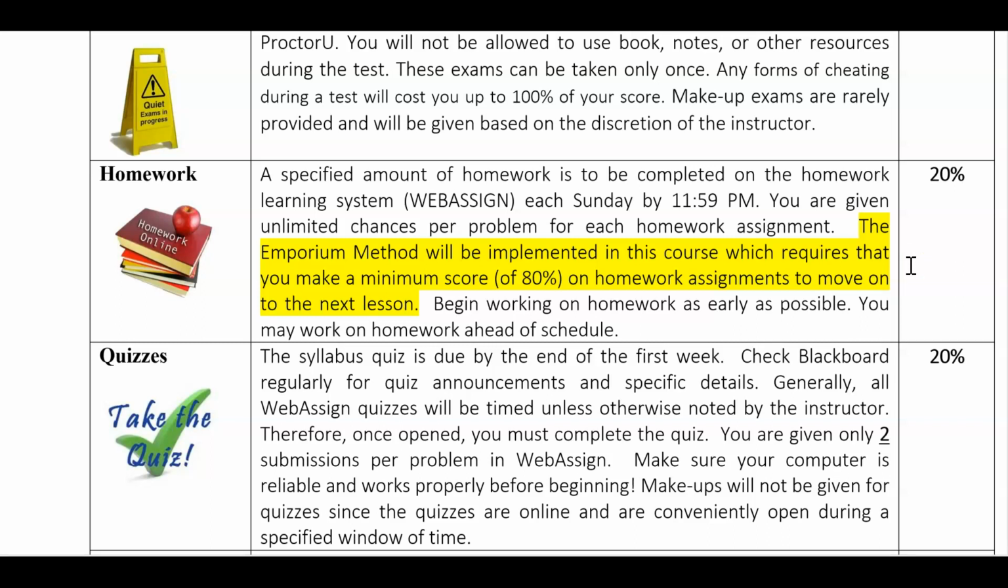You are given unlimited chances per problem to get it right. So the important method will be used. I'm pretty sure it won't be an issue to get at least an 80 on every homework assignment. And that's what I am requiring, that you get a minimum score of 80% on every homework assignment before you move on to the next assignment.